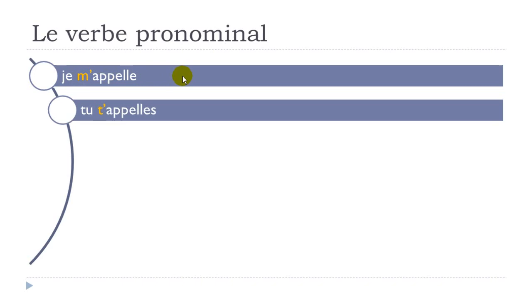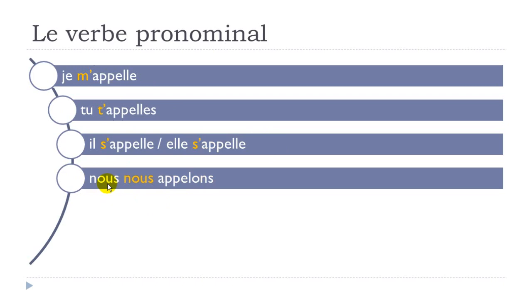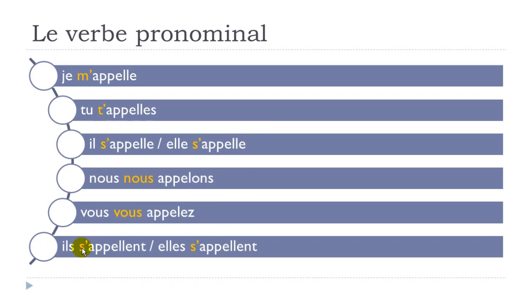Tu t'appelles. Il s'appelle. Elle s'appelle. Nous nous appelons. Okay, so I will make the liaison. Nous nous appelons. Vous vous appelez. Ils s'appellent. Elles s'appellent. So if you look carefully here as well, you will have to add this m, t, s, okay, and then nous, vous, s.